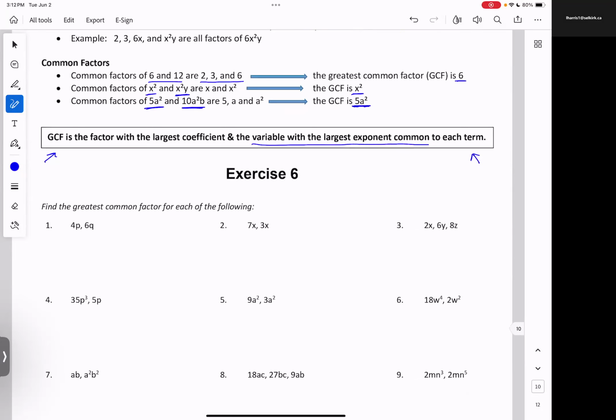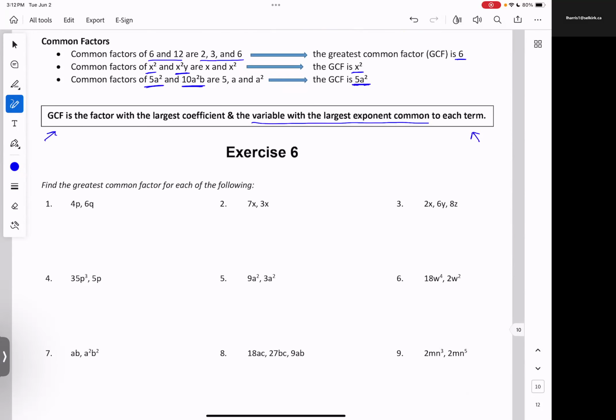Let's try a few of these together. So if you have 4p and 6q, your greatest common factor of the numbers is 2. Okay, because 4, your factors are 2 and 2, and 6, your factors are 2 and 3. So in common, we have a 2. So greatest common factor is a 2. Then we have a p and a q. Well, we don't have anything in common there. So the greatest common factor here is simply a 2.